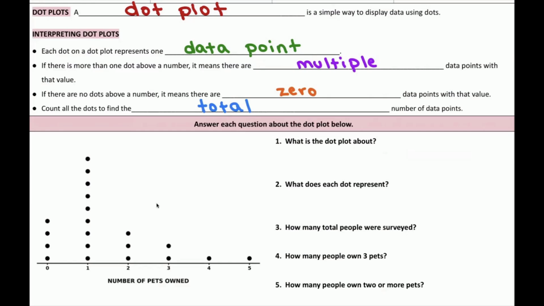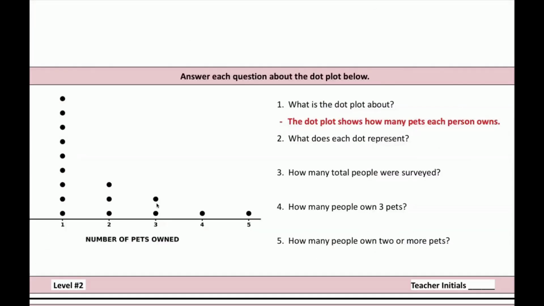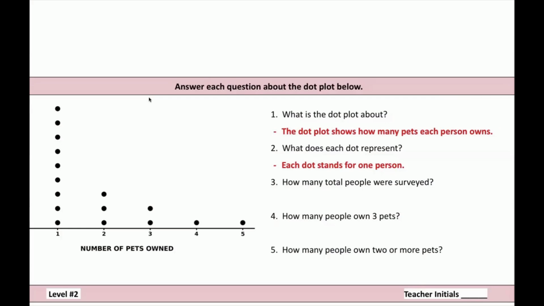So the bottom of our page says, answer each question about the dot plot below. So what is the dot plot about? Our first question is, the dot plot shows how many pets each person owns. Make sure you have this down. Our next question is, what does each dot represent? Remember, each dot represents one person and how many pets they own. Pause the video if you need more time.